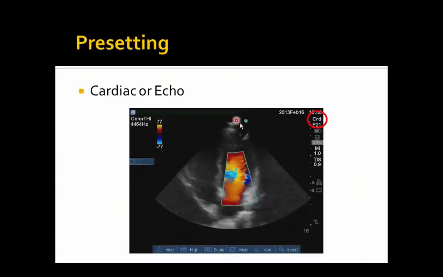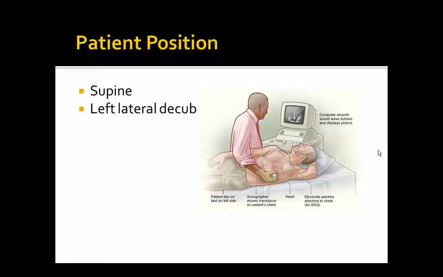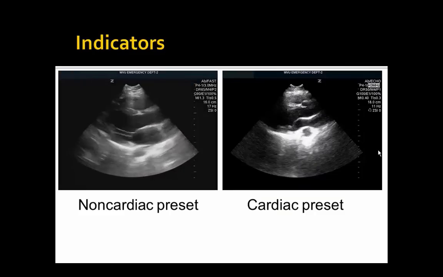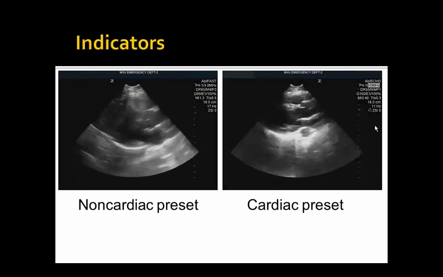And make sure that this indicator is here on the right-hand side of your screen, which is particular to echocardiography. And again, is important because we're going to assume we're in that setting for all the anatomy that we talk about later on. The patient's going to be in either the supine or ideally the left lateral decubitus position if they're able to do that for most of the views that we're going to talk about. And we talked about that indicator and the presets, so this is why.